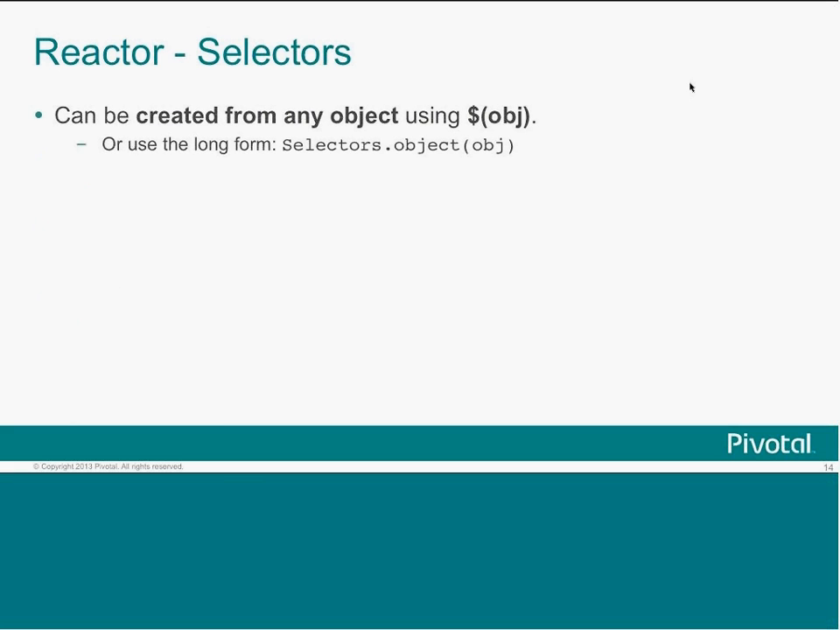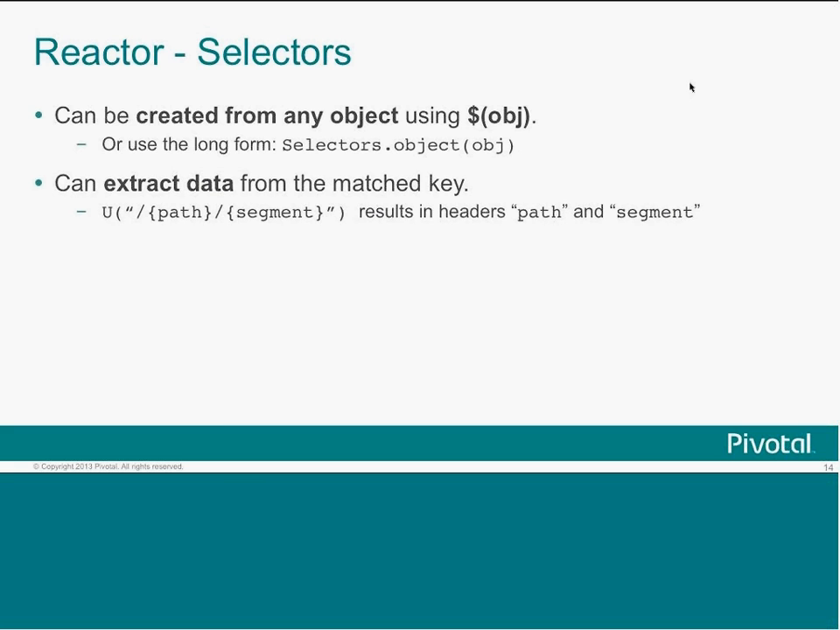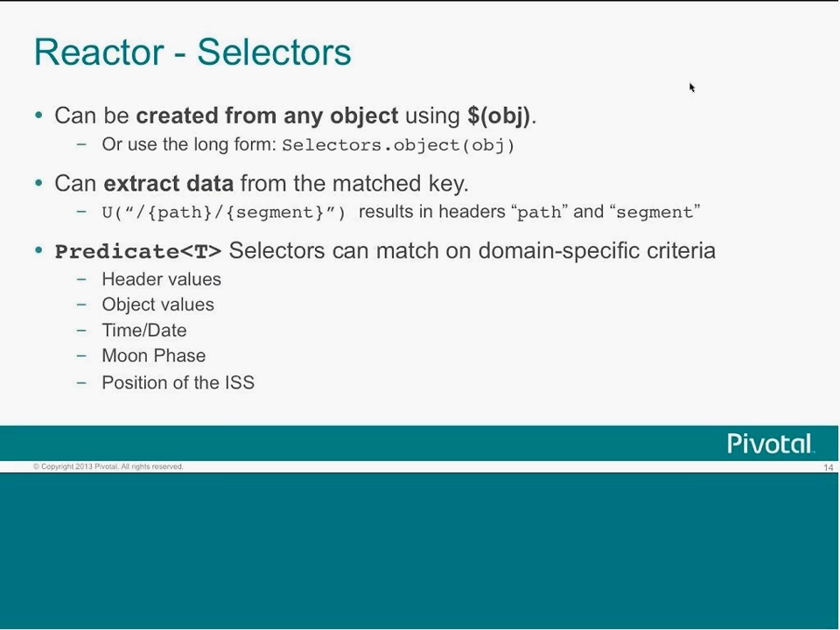There's the long form of the selector, and it's really important to understand how selectors can be used. You can extract data from them. So you can use a URI, and like you would in a Spring MVC application, you can do path and segment and extract that data as headers in your consumer. And then the predicate selector is a special kind of selector, which is basically just an open-ended predicate. You implement the predicate interface, and then, kind of jokingly, I put the position of the International Space Station.